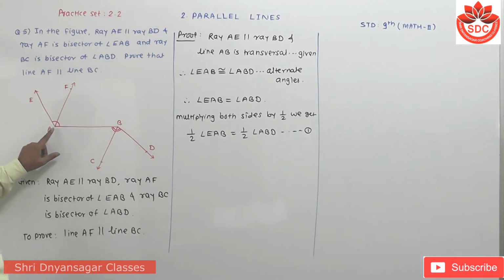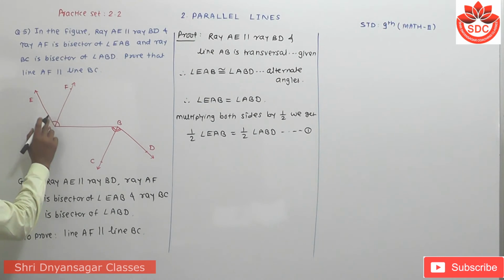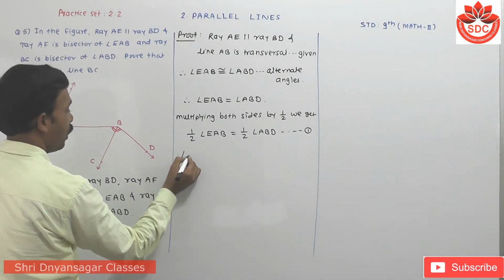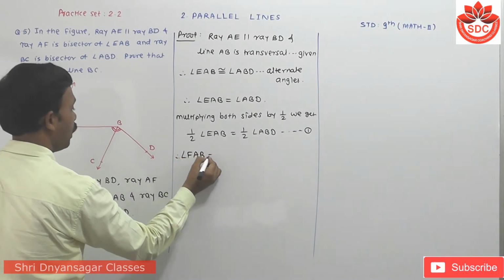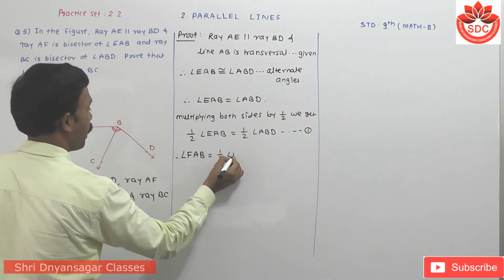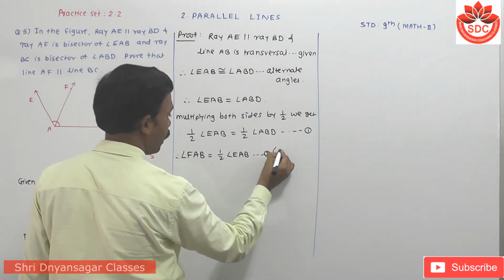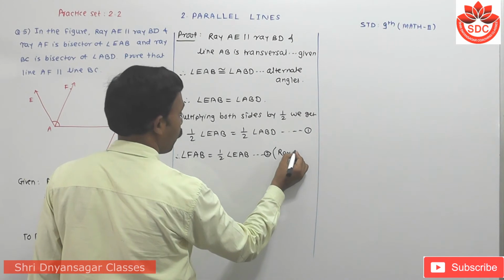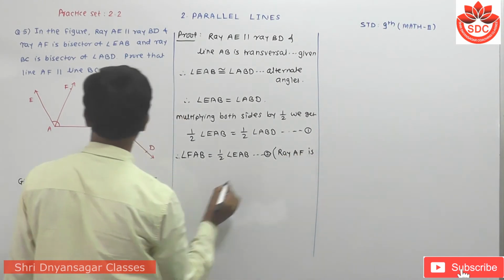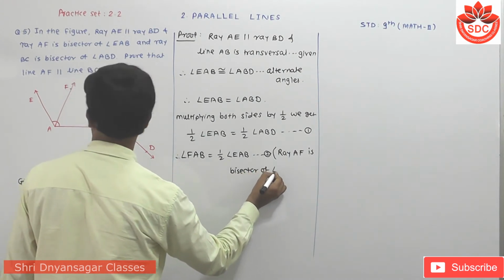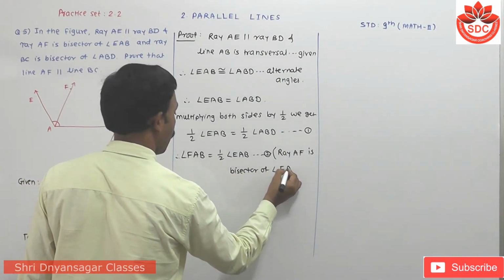When we take here half of EAB means angle FAB, because this AF is the bisector of this angle EAB. So I have to take here angle FAB is equal to half of angle EAB. Equation second, and the reason is that ray AF is bisector of angle EAB.